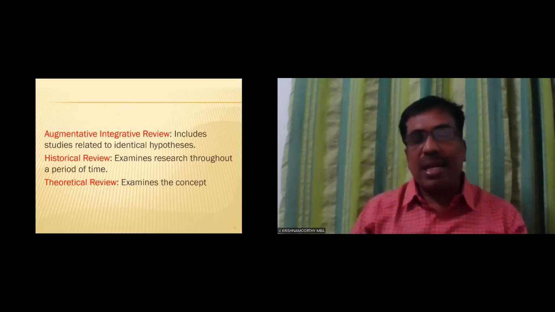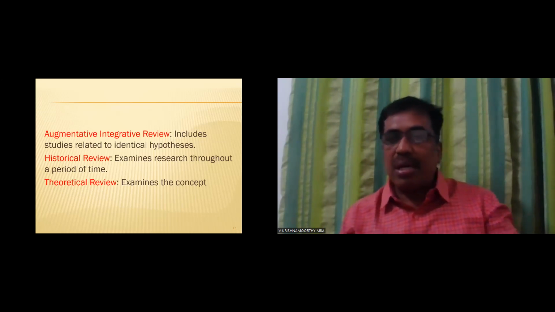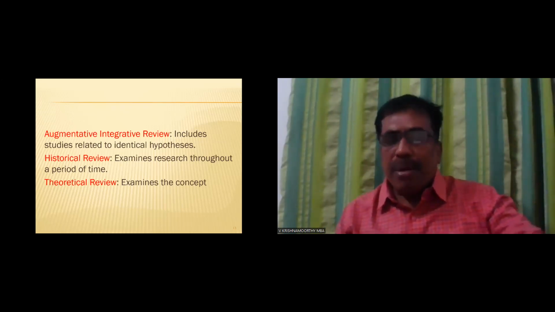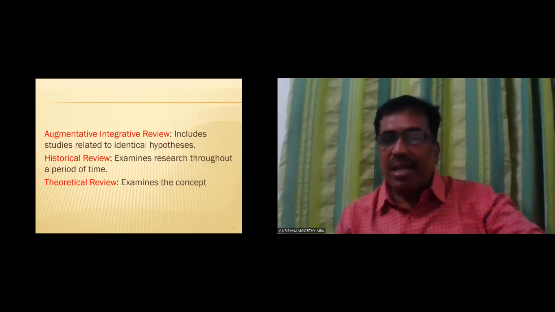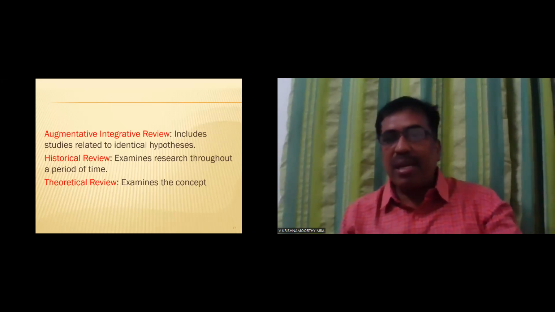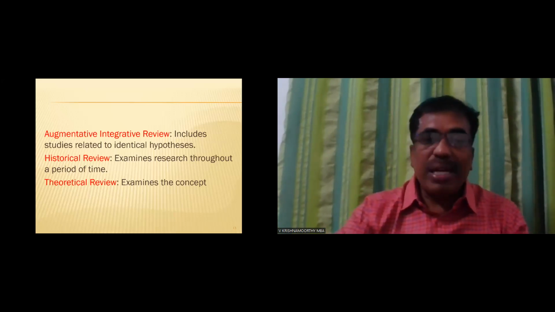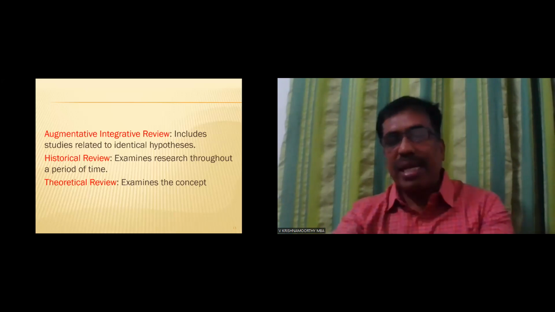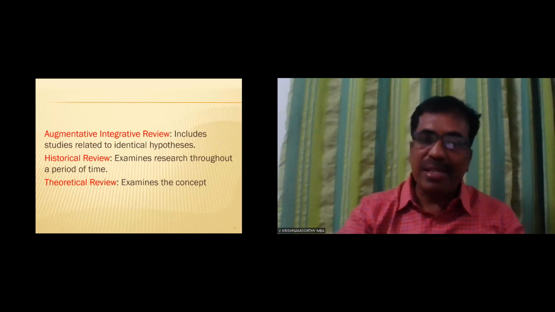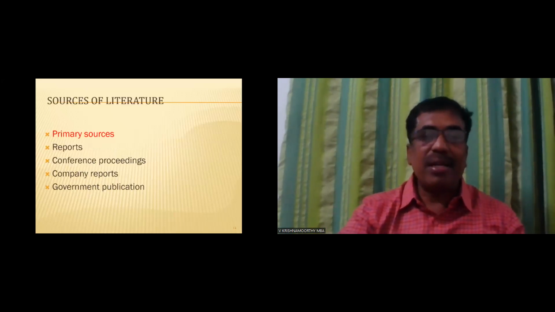Historical review. What is a historical review? When you write a review of literature from the origin and development in chronological order, or year wise, that is said to be a historical review. Sometimes you can also write a theoretical review. In the case of a theoretical review, you are just going to examine the concept. That is a theoretical review.